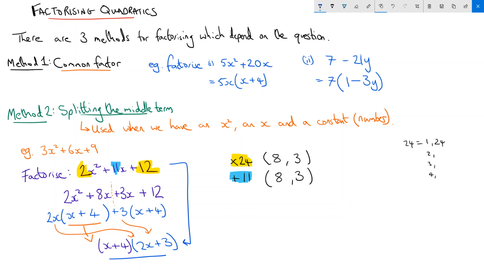Now the hardest part is finding these numbers. Again, it doesn't matter which way around you put these numbers in. You will get to the same answer, okay? I feel like we did this last year. You may have done it last year. But it's really important. If you follow this method, you will be able to factorize these no problem. And this is what we're going to be working on in the next few days.